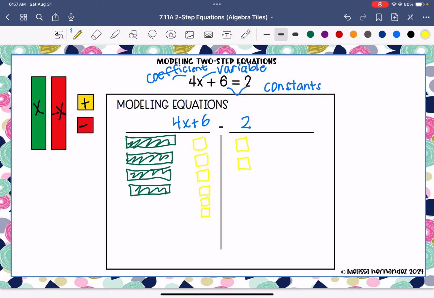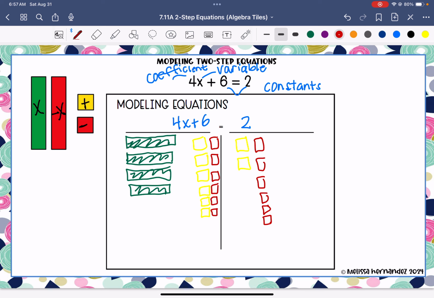Now, what I want to do is use inverse operations, because I want to solve for 1x. I'm not interested in 4x, 1 positive x. So the inverse or the opposite of a positive is a negative. So that means I'm going to add 6 negatives to the left. And then I'm also going to add it to the right, because whatever you do to one side, you have to do to the other. Because keep in mind, this is like a balanced scale.